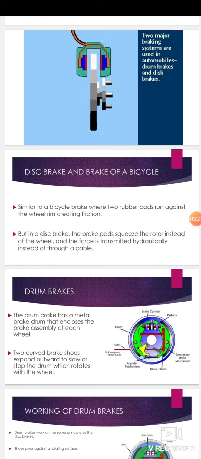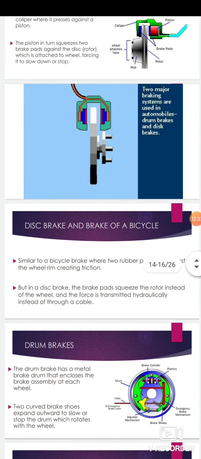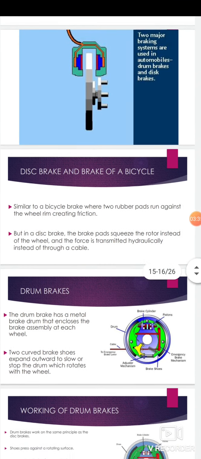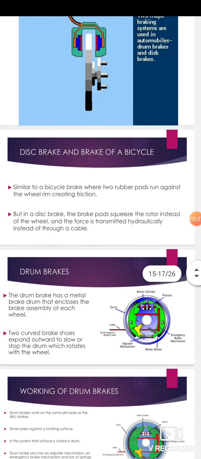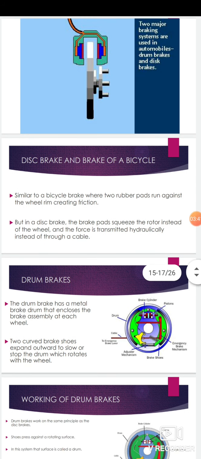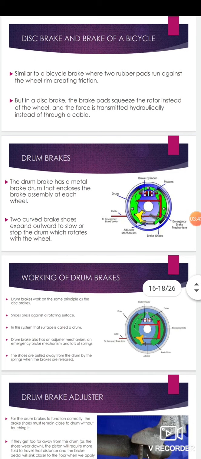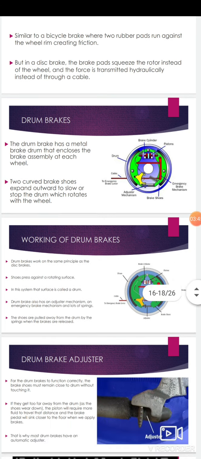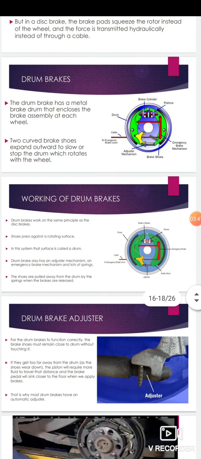It is similar to bicycle brakes, where two rubber pads are run against the wheel rims, creating friction. These are the same thing. Here there are rubber pads and here brake pads, to produce the friction. And next is the drum brake.